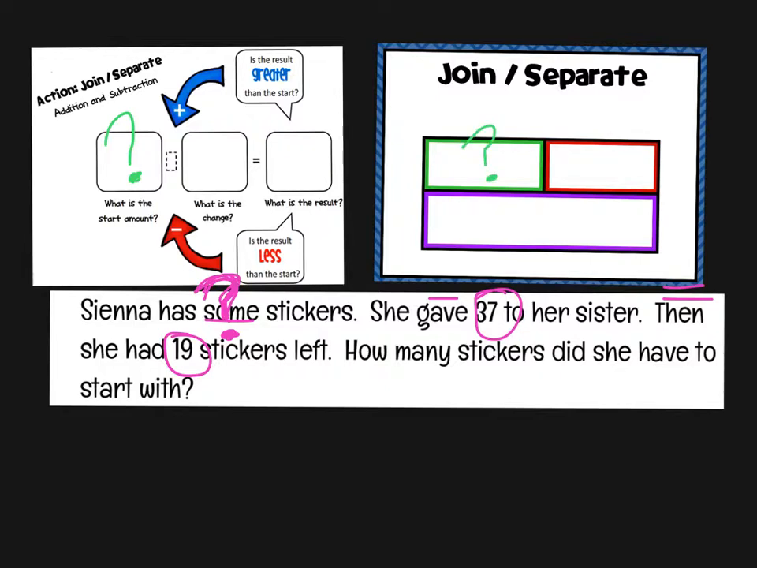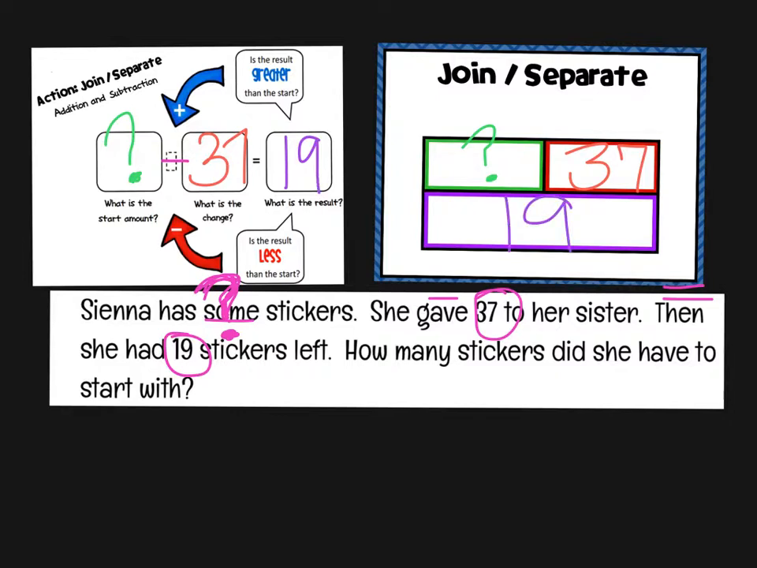Okay. Now, were we adding or subtracting? That's right. We're subtracting, so the subtraction sign needs to go right there. What is my change number? So what was the action? What happened? What was my number? Good. 37, because she gave 37. So 37 will go there. Perfect. And what was the result after she gave the stickers? Good. 19. So 19 was the result. That goes there.